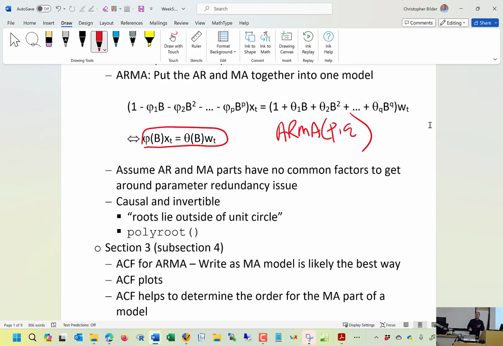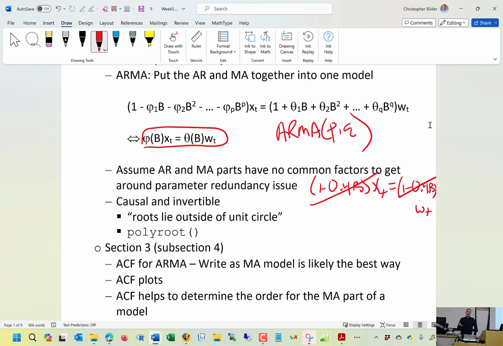One kind of weird aspect of these kinds of models is that we need to assume that there are no common factors. And all that basically means is this. We cannot have the following model. Notice how I have a 1 minus 0.4 times B on both the left side and the right side. Because what would happen then? I could cancel those out. And essentially, this ARMA(1,1) model becomes an ARMA(0,0) model.